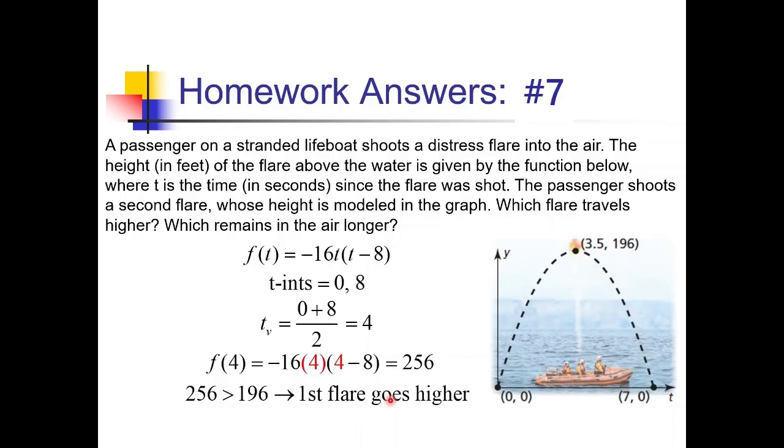Which one's in the air for longer? Well, intuitively it seems like the higher one would stay in the air longer as well, but let's just double check. We have a t-intercept of 8 for that first flare. That means it takes 8 seconds for that first flare to hit the water. 8 is bigger than the 7 that we see in the graph here for the second flare. So the first flare is also in the air for longer.